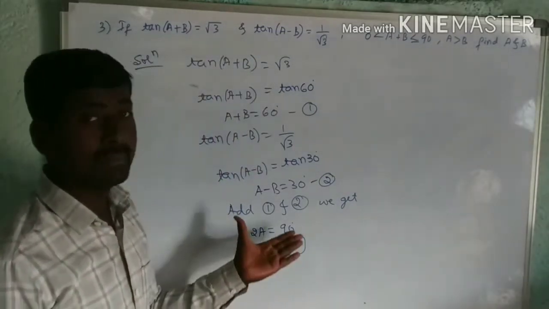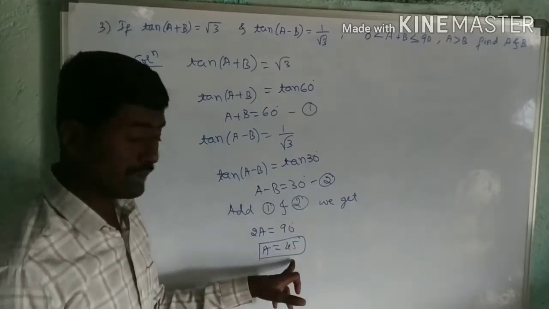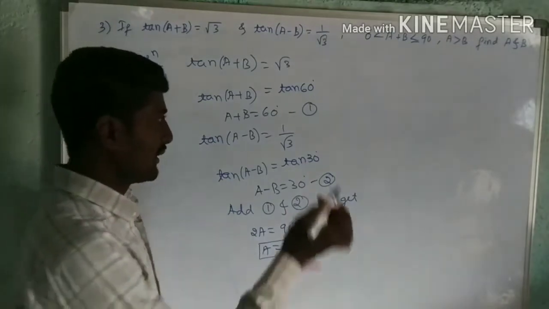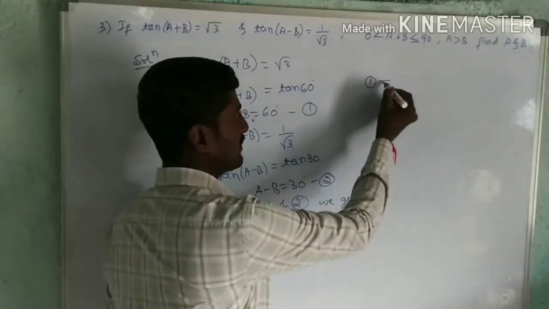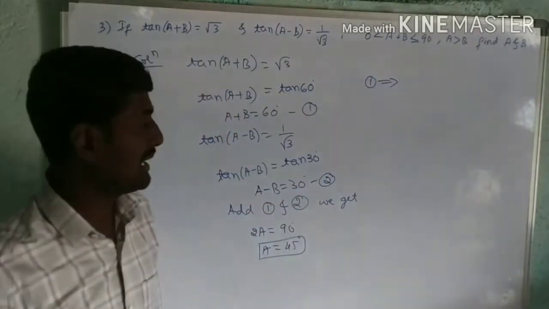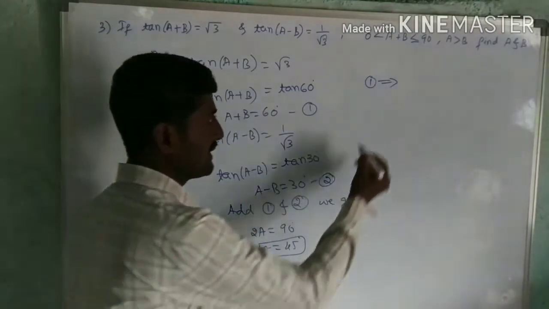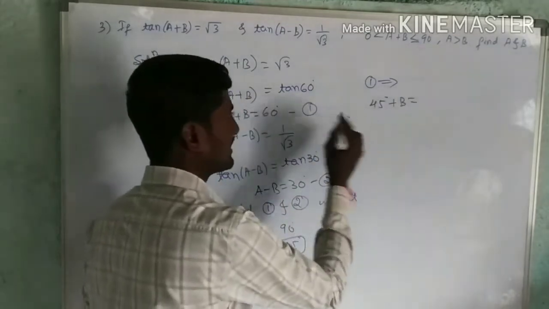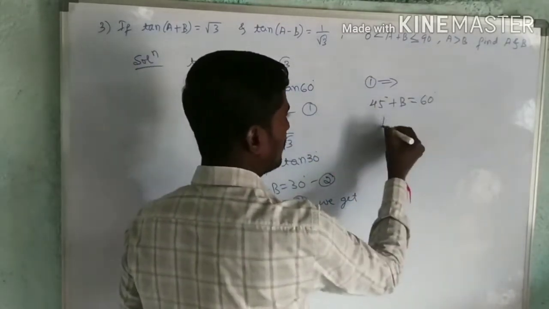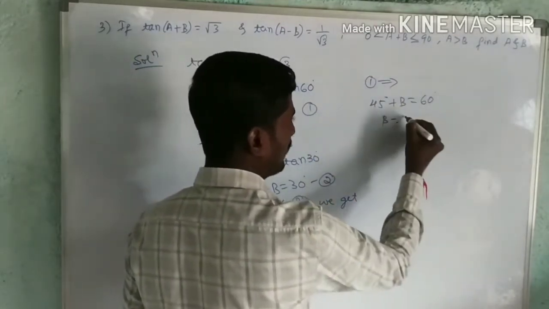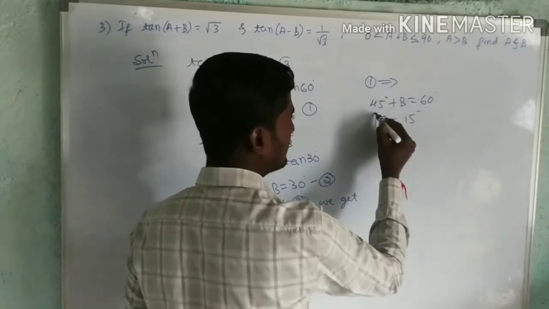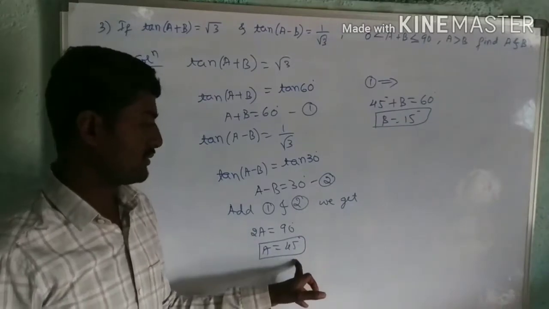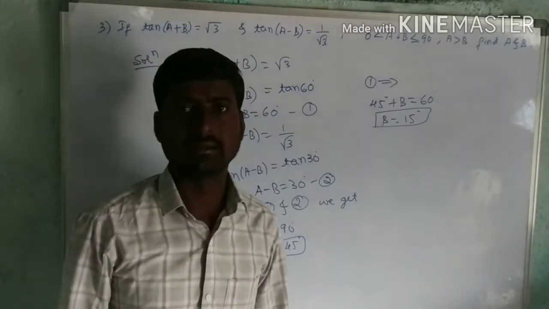Now I want to find the b value also. I will substitute the a value in equation number 1 or 2. Anywhere you can substitute. Now I will substitute that a value in equation number 1. Equation number 1 implies a plus b, that is 45 degrees plus b is equal to 60 degrees. Now b is equal to 60 minus 45, that is 15 degrees. This is the value of b. So they asked you to find the value of a and b. So a is 45 degrees and b is 15 degrees.